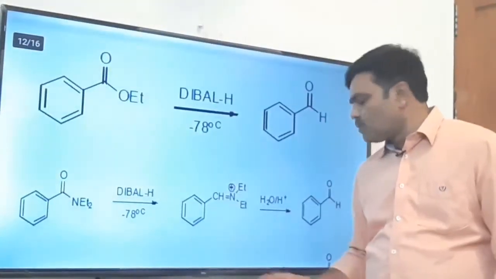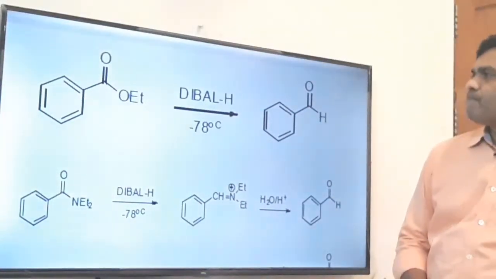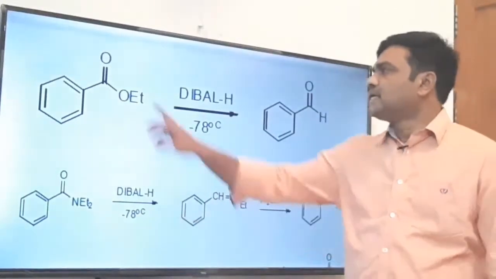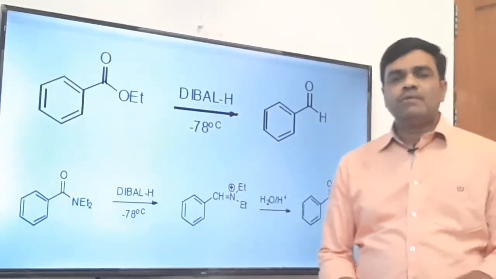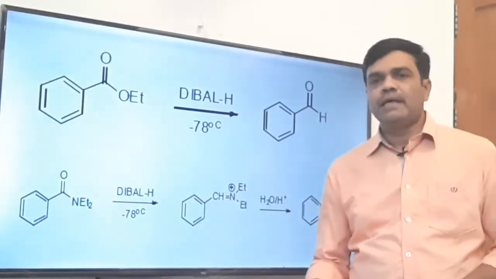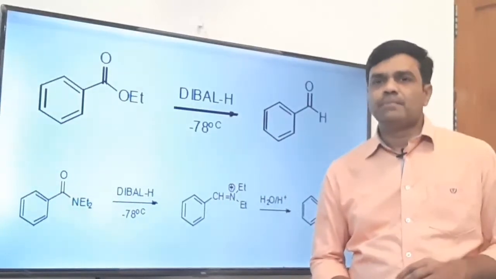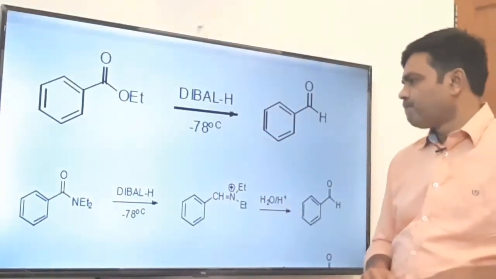Now let us see at low temperature, what I told you in the earlier slide, that at minus 78 degrees Celsius, at very low temperature, the ester is reduced to aldehyde. That is important. If you want to convert the ester functional group to aldehyde without converting it to alcohol, then you have to keep the temperature low, that is, minus 78 in particular.